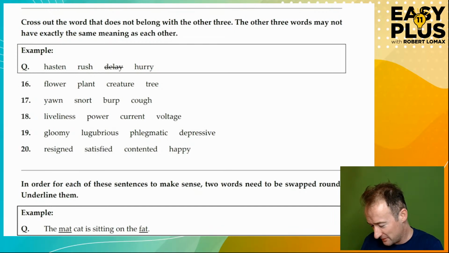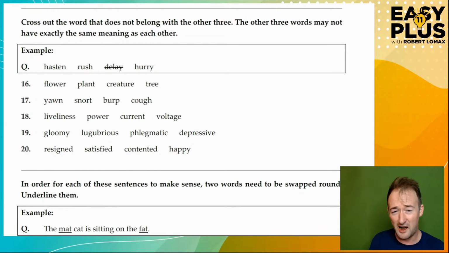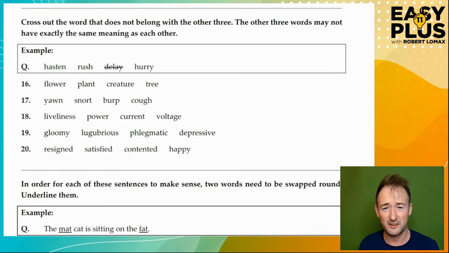So, question 16. Cross out the word that does not belong with the other three. Oh, okay, right, sets here. The other three words may not have exactly the same meaning as each other. So we need the word that does not belong in the set, but there could be different reasons for the set existing. Flower, plant, creature, tree.